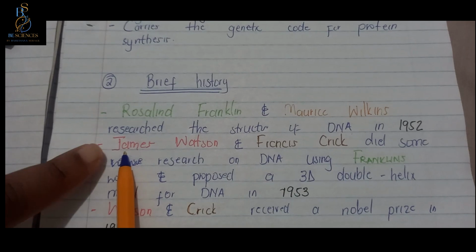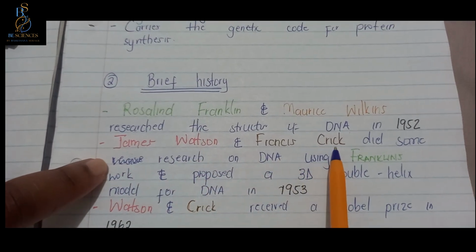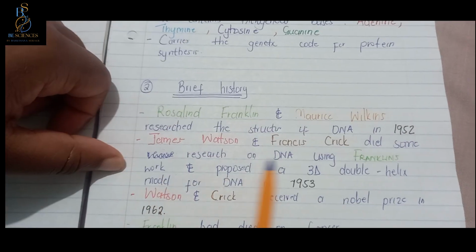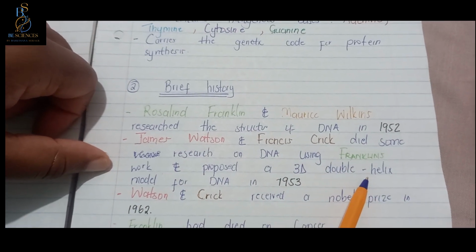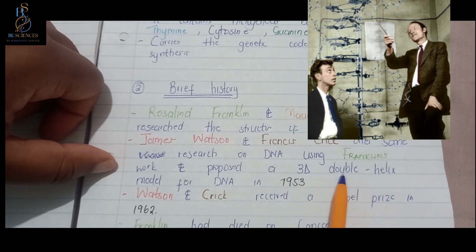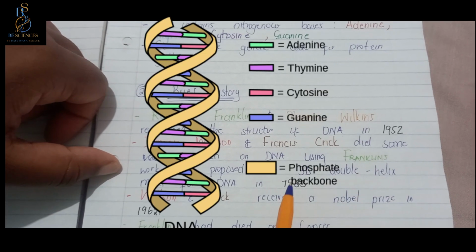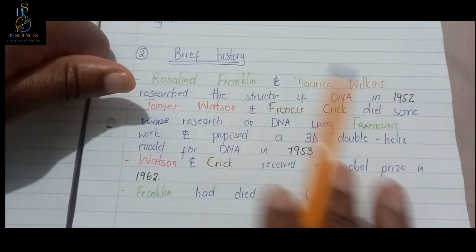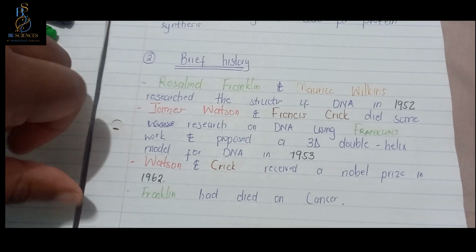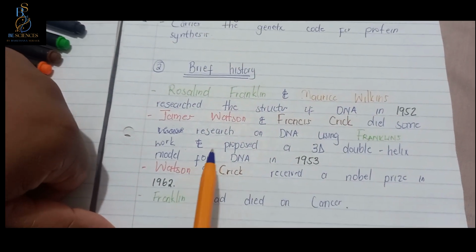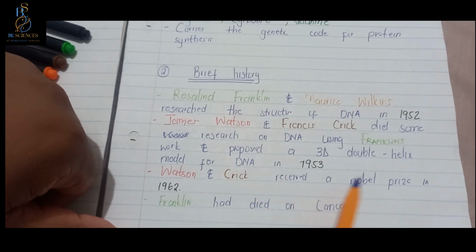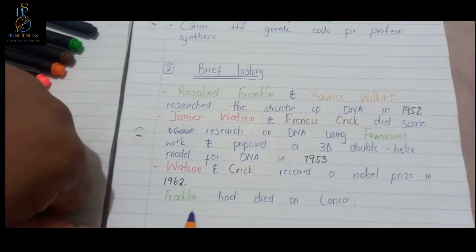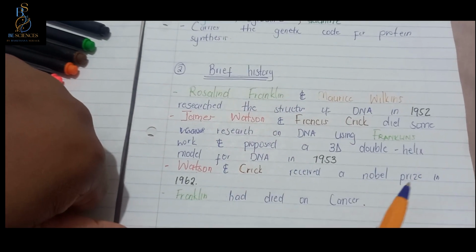Okay, then James Watson and Francis Crick did some research on DNA using Franklin's work. They managed to come up with a 3D model of DNA, which we now refer to as a double helix. And this was in 1953, so just a year after. And when their work was recognized and accepted, as it is even today, Watson and Crick then received a Nobel Prize in 1962. And as I mentioned, Franklin had already passed on due to cancer.